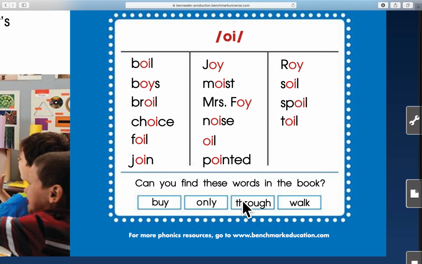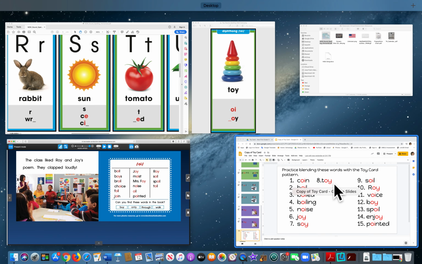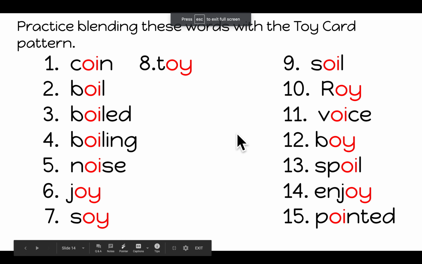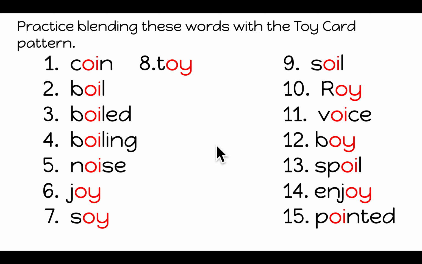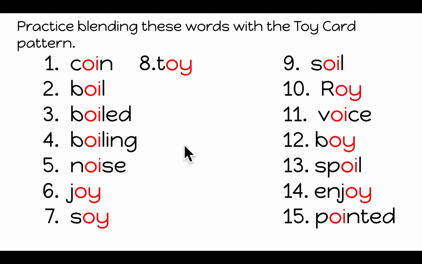Okay, so let's reread the sight words. And, by, only, through, walk. Okay, now, here are your spelling words. I'm gonna leave it like this, nice and big, so that you can pick three of these words and use them in a sentence.